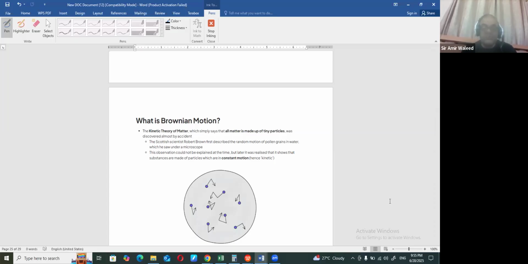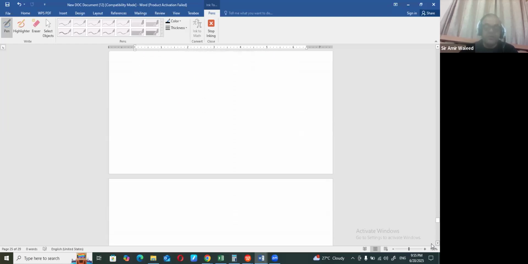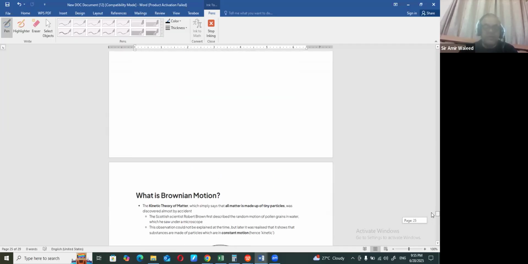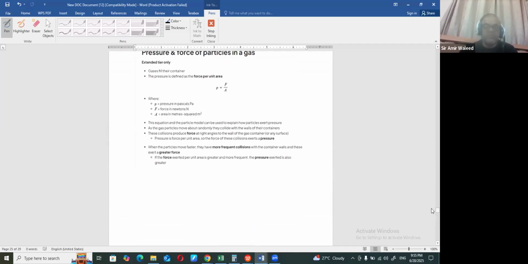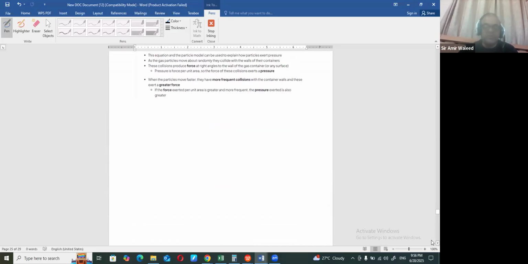it shows that substances are made of particles which are constantly moving here and there, and that motion is called Brownian motion. Now, this is the end of the lesson in which we have discussed solid properties, and we also discussed some pressure things.